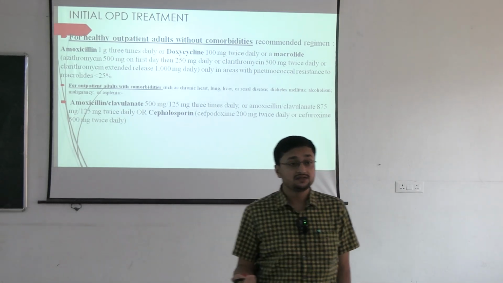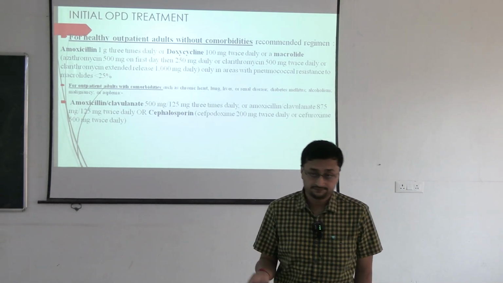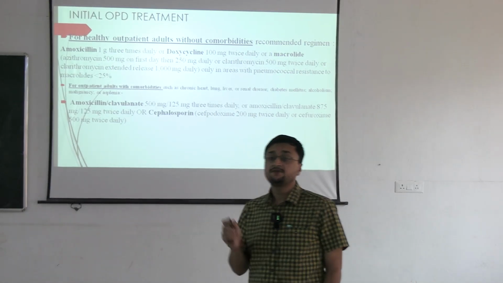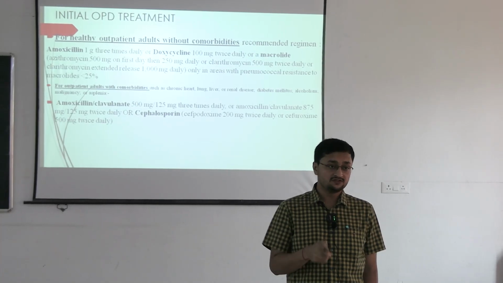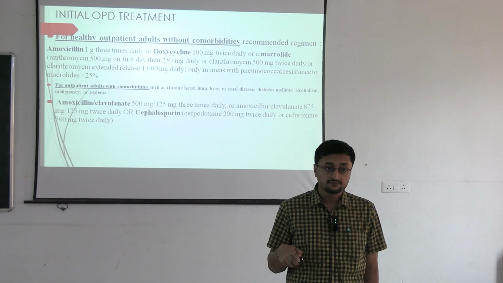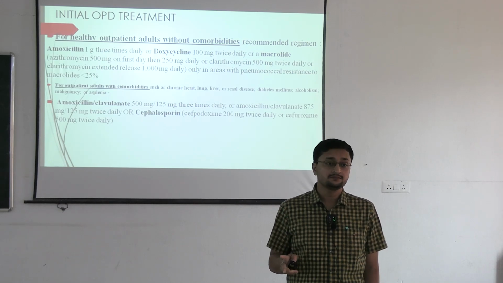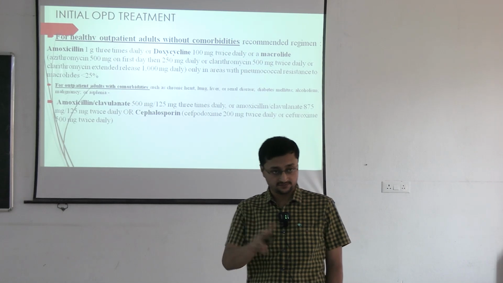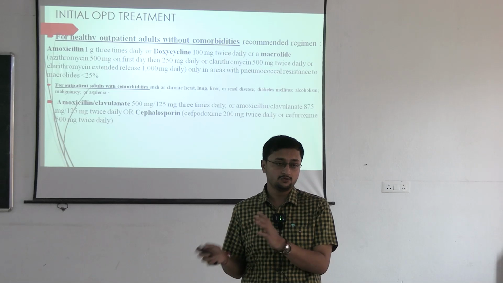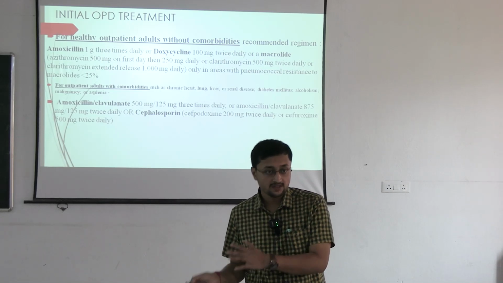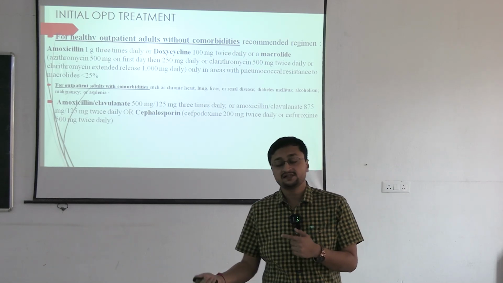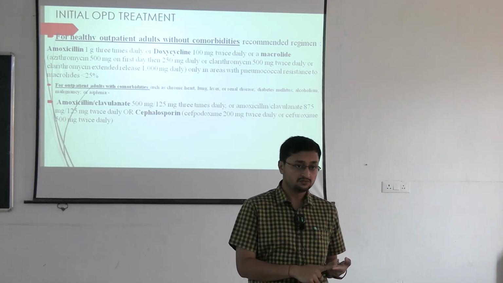So cephalosporin again is which group of drug? Beta-lactam. So the most preferable cephalosporin is cefpodoxime or cefuroxime. Cefuroxime is class 2 and cefpodoxime is class 3. So what is the difference between class 2 and class 3? In which term is it more broad spectrum? Yes, gram negative. So class 3 offers more protective action against gram negative organisms than class 2, right?